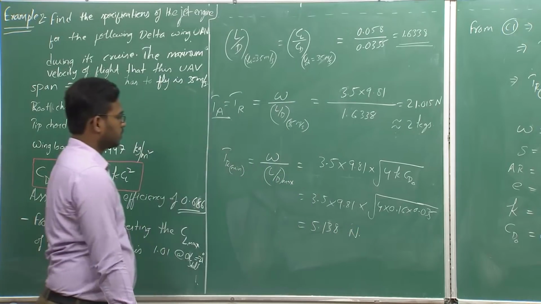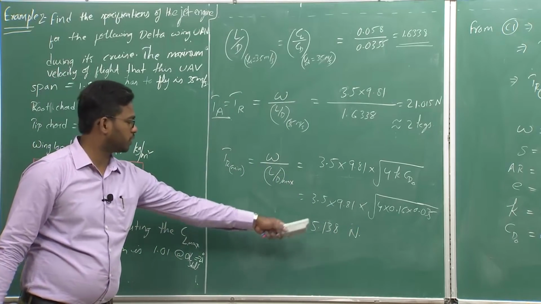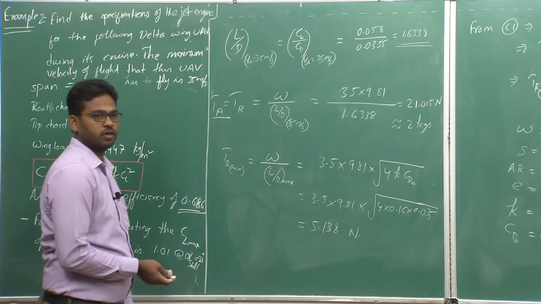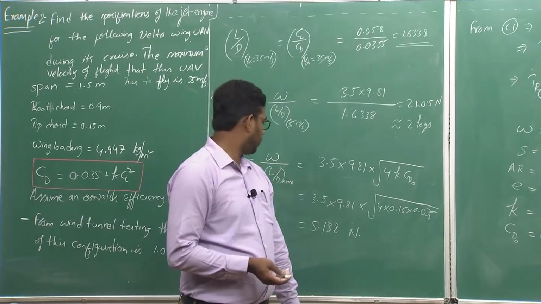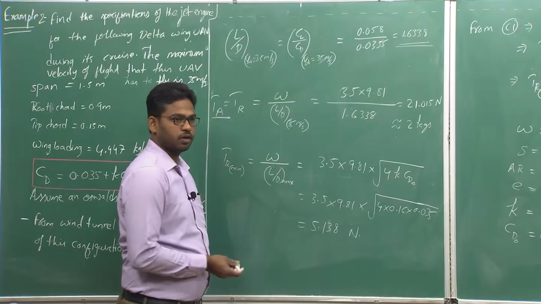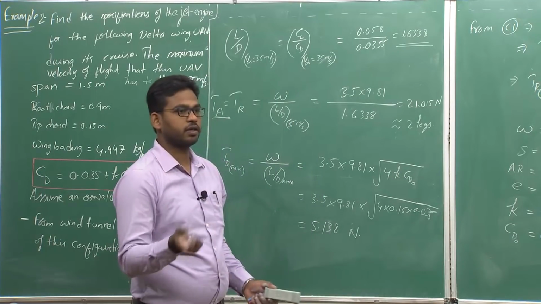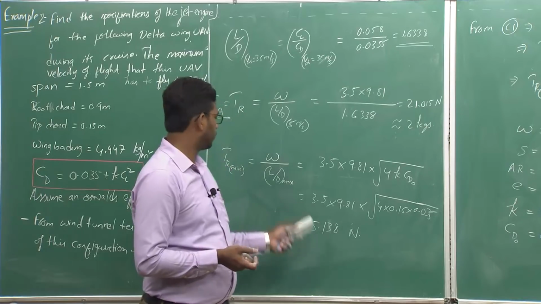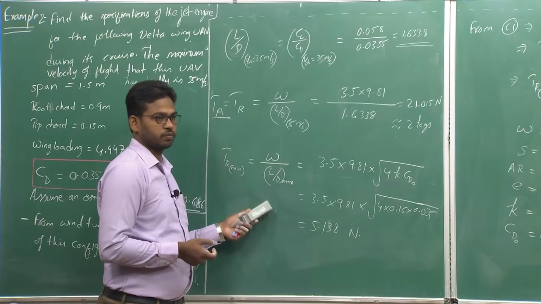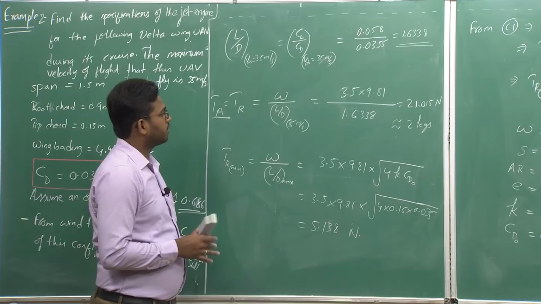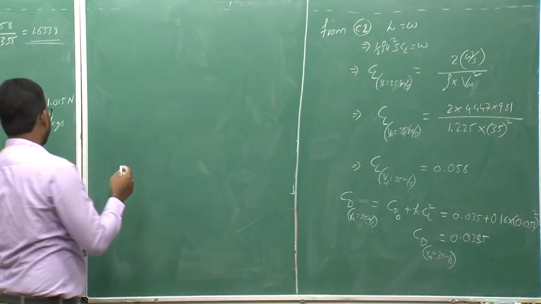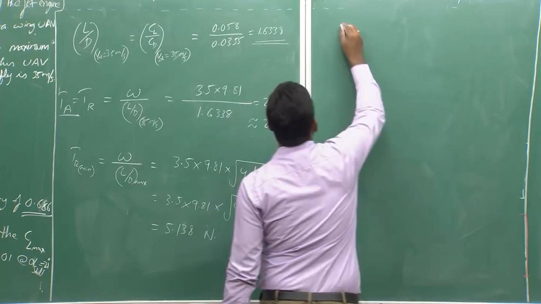So, you need to fly at 5.138 newtons, which is approximately 0.5 kg, that is 500 grams. You need to supply 500 grams of thrust if you are flying at L by D maximum, right. What is L by D max here? Now, let us look at what is L by D max for this case.